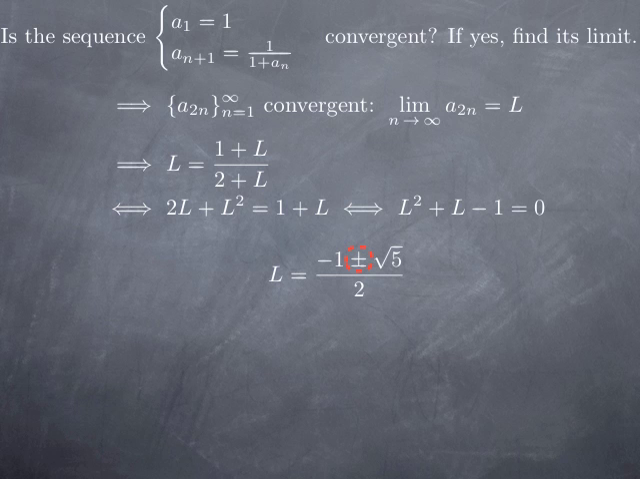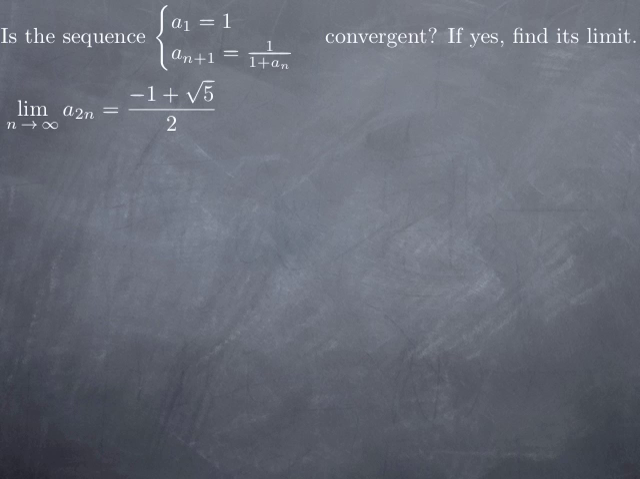So which one is it? Well, you see that the sequence was non-decreasing and bounded above by 1. It started with a positive term, and if I take negative 1 minus root 5 over 2, I get a negative number. A negative number cannot be the limit for a indexed by 2n because this sequence starts with a positive value and then is non-decreasing. So the limit has to be negative 1 plus root 5 over 2. That's the limit of the subsequence with even indices.